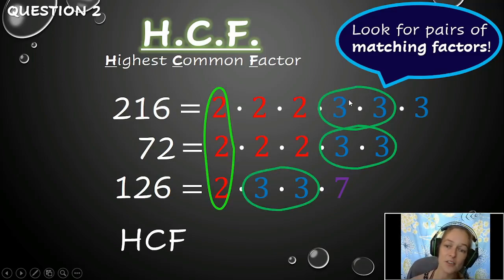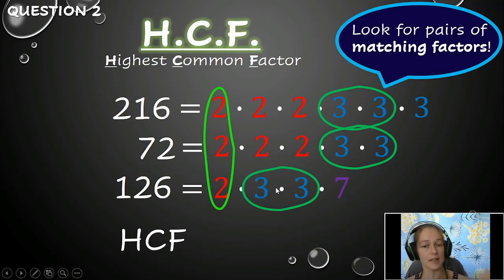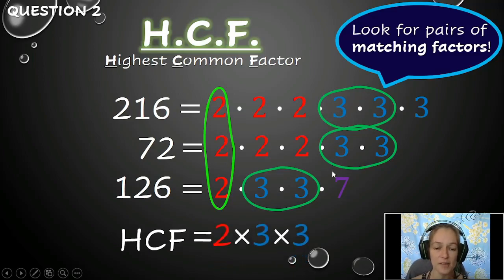Just bear in mind the factors don't have to line up. Of course they won't if one has millions of 2s and one only has 1. But they do have to have the same amounts of each type. So the 3s could be 2 separate circles. Either way, our highest common factor here is 2 times 3 times 3, which is 2 times 9, or 18.